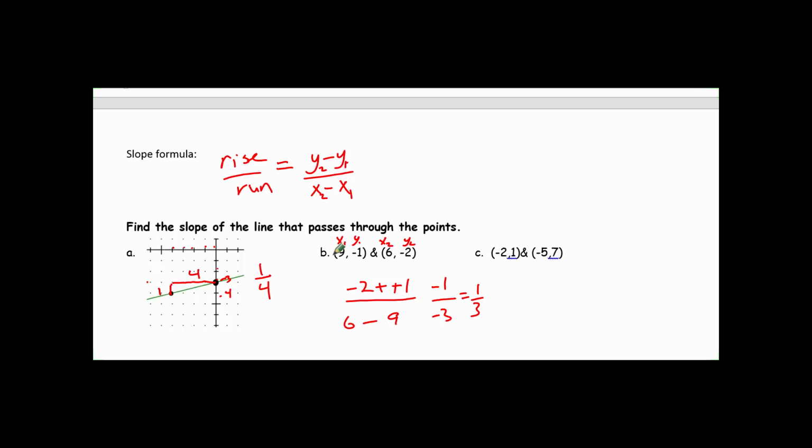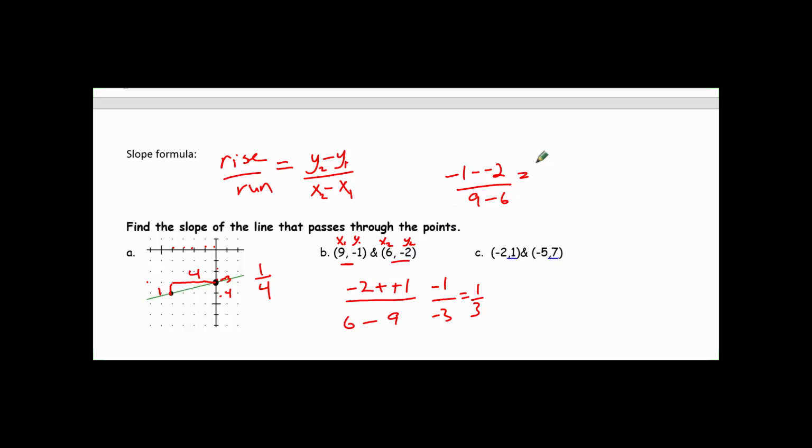Alright, let's see what happens if I switch up the order. So y1 minus y2, so -1 minus -2 over 9 minus 6. Or it doesn't matter, as long as you stay consistent. As long as this point's here, and then this point's there, if you're subtracting from left to right, keep it that way.